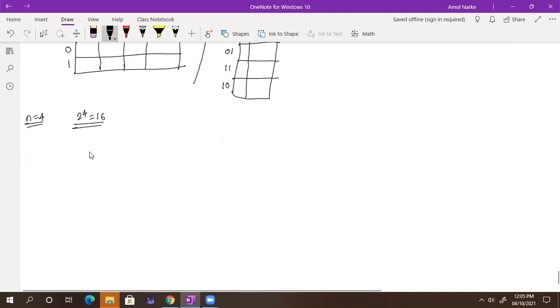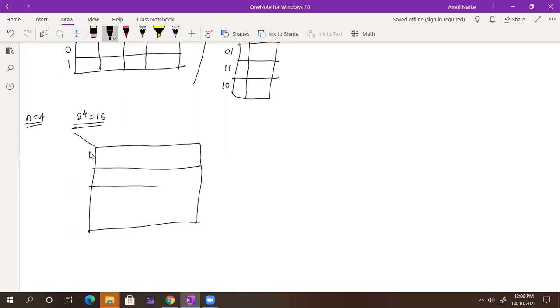Okay. So what we are going to do here, firstly, we are going to write down AB and CD in that way. Okay. So we are going to make a 4 by 4 table. So I require 16 cells. So this is the 16 cells I get.